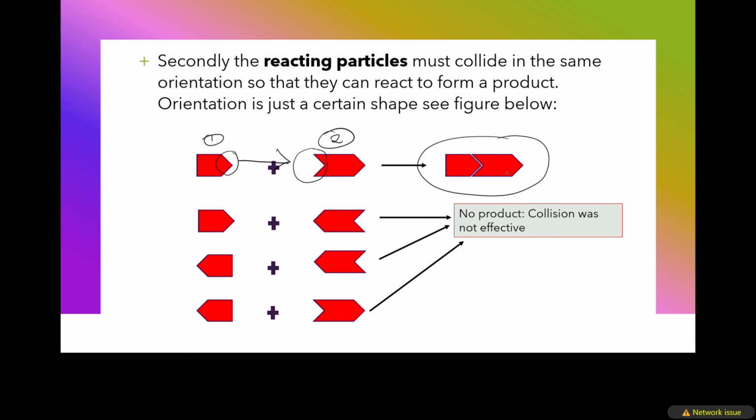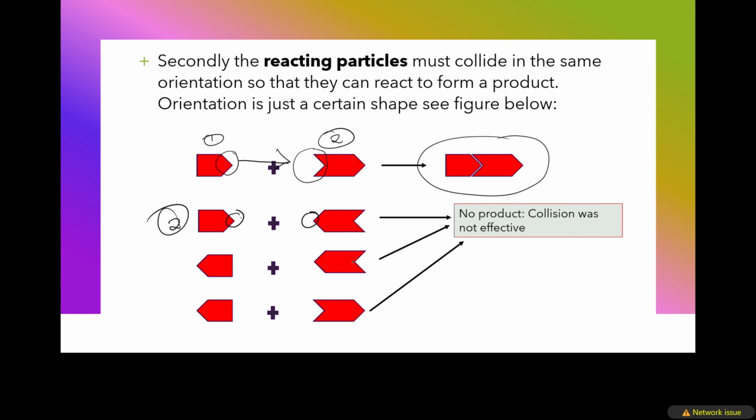So it means that these have got a correct orientation. So if they've got a correct orientation, they will have an effective collision. But then if you look at this reaction number 2, this red particle, this part of it and this part of this other red particle, they will not be able to collide effectively. Hence, there will not be any product formed. Hence, we say that the collision was not effective.